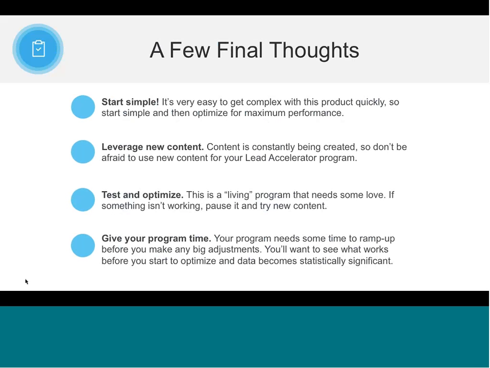Another thing to consider is leveraging new content. You're all constantly changing, trying new content, working on new things. Bring that into LLA. If something isn't working like you thought it would, pause it and put in a new piece of content to see if that delivers against what you want to see. Also remember to definitely test and optimize this, as I mentioned previously. This is definitely a living product that will fluctuate as your top-level programs fluctuate.